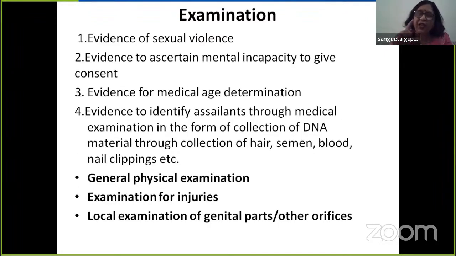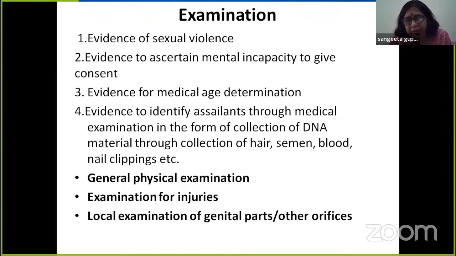Then comes the examination. Whatever I am discussing now is shown in detail in the film, so I will go through this very fast. We have to look for evidence of sexual violence, whether the sexual act has been completed, or it has been just a start, or penetrated. Evidence of any mental incapacity, evidence for medical age determination, and evidence to identify assailants through medical means.